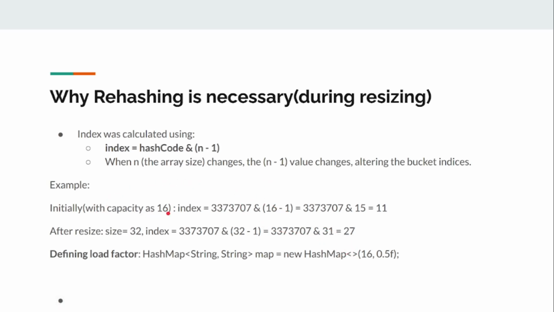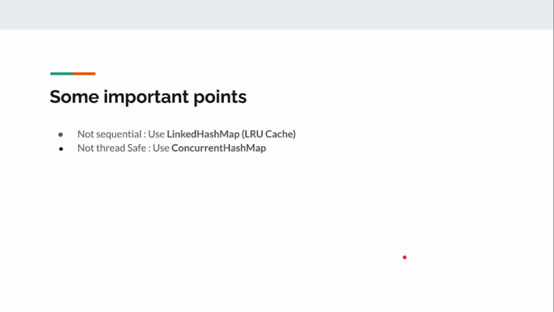So initially with the size 16, we have seen the index was 11. After we resize, the size is 32, and for the same key when we apply the formula, it is 27. So when we try to get it, it will look at the 27th index and not the 11th index. And hence we need to rehash all the keys, right? And this is how we can change the load factor and the size. So it is initializing the hashmap with 16 size and 0.75 load factor, right?